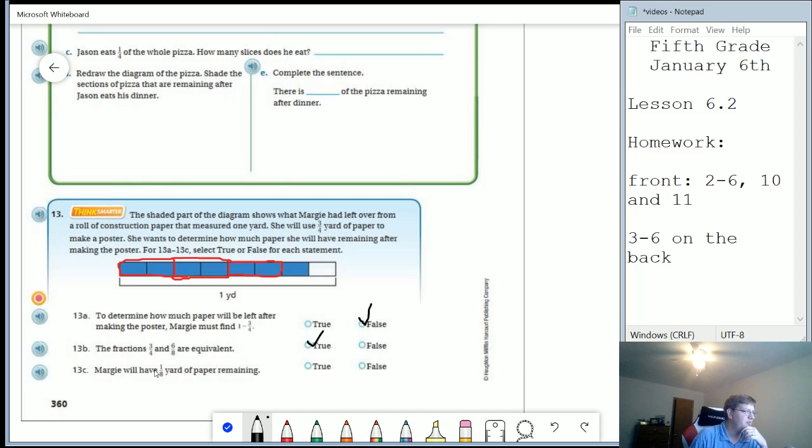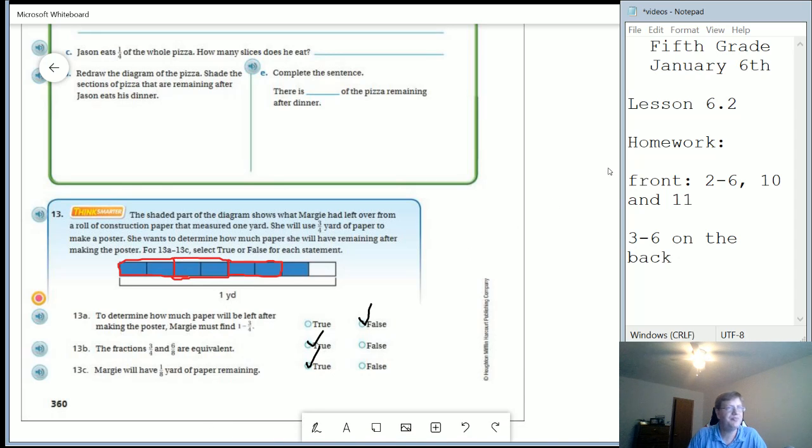And the last one, we will have 1 yard of paper remaining. So actually just making my groups has given us a good hint for what that answer should be, because the groups that I made are going to be the part that she uses. So what is not marked is going to be what is left over. And so it does look like we will have 1 part left over. So that one will also be true.